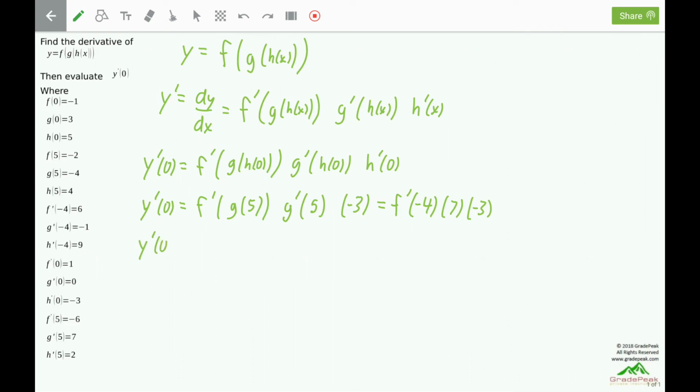So y prime of 0 will equal to, the next thing we need to look up is f prime of negative 4. That is right here. F prime of negative 4 apparently is a 6. So we have a 6, and then a 7, and a negative 3. 6 times 7 is a 42. 42 times negative 3, which will give us negative 126.